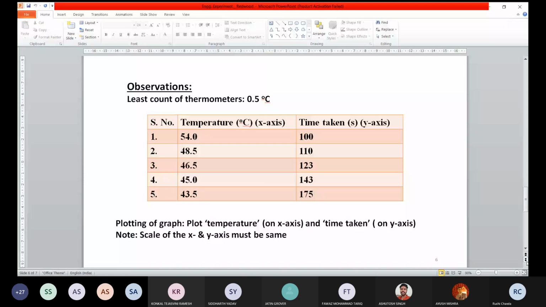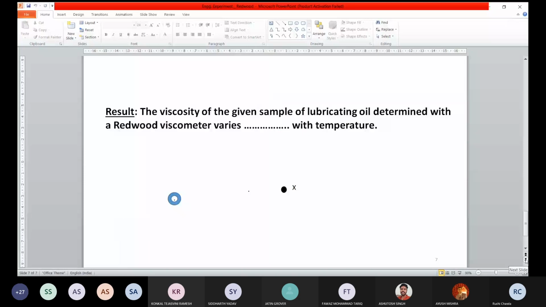And finally, the result. The viscosity of the given sample of lubricating oil determined with a Redwood viscometer varies dash with temperature. So you will simply furnish whether it varies directly or inversely with temperature.